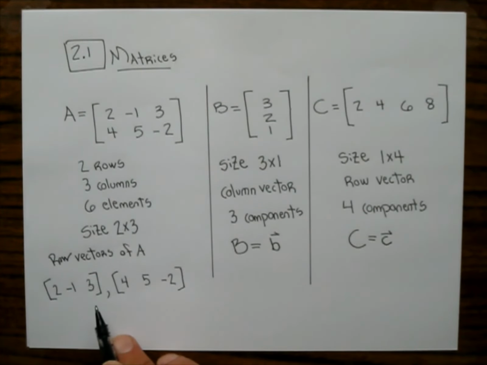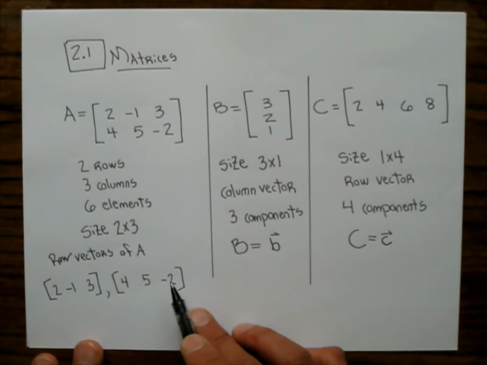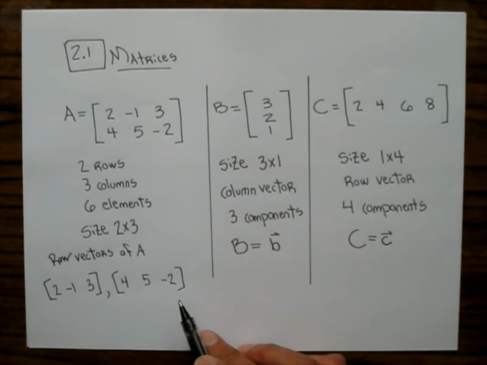So the column vectors of A, that would be the same deal. If they ask for the column vectors, I would just write these 3 columns with the brackets around all 3 of them. Okay, let's continue our definitions here.